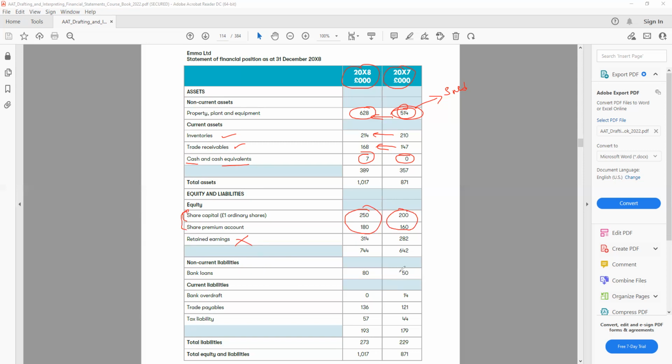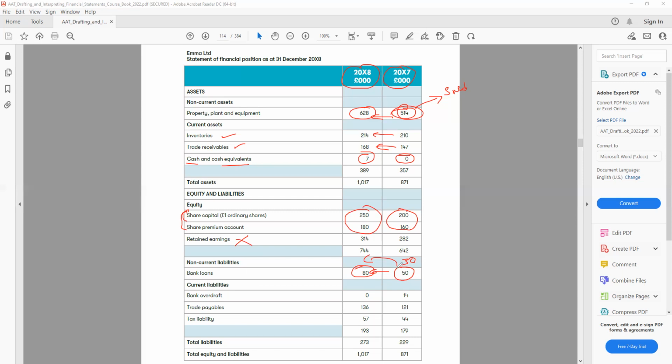The bank loan, you can see the bank loan in 2017 was 50 and in 2018 is 80. That means the bank loan has increased by 30. That means money is in. So 30 pounds you can see into the business. So it will be an inflow, and an inflow will be a positive figure. And anything with an outflow will be a negative figure.